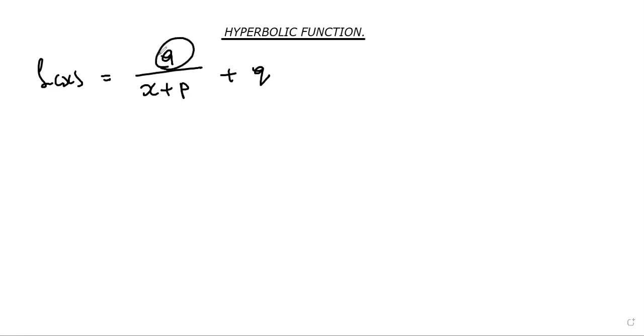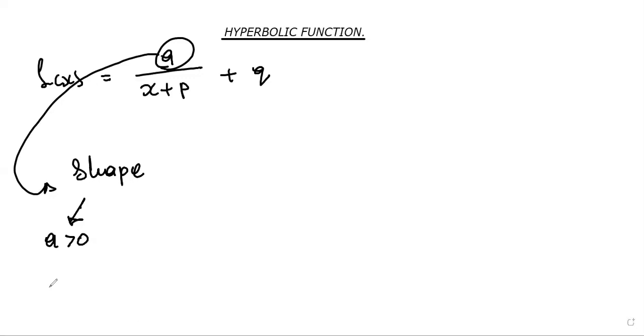So let's go. The value of a is going to tell you about the shape of your function. So how does it tell you the shape? You need to know that if the value of a is positive, then the terminal arm is going to be in the first quadrant and in the third quadrant. But if your a is negative, the first arm will be in the second quadrant, the other one will be in the fourth quadrant, like that.